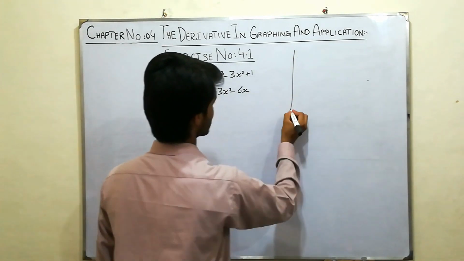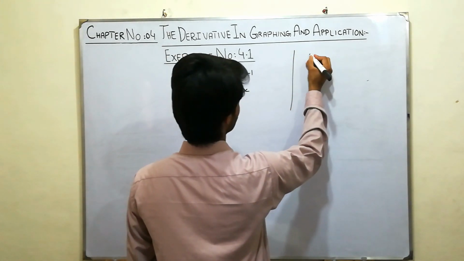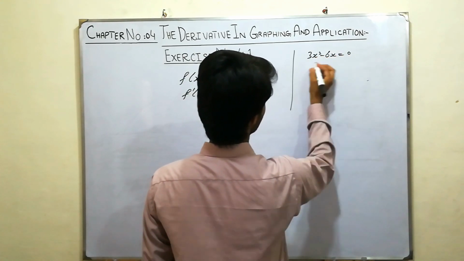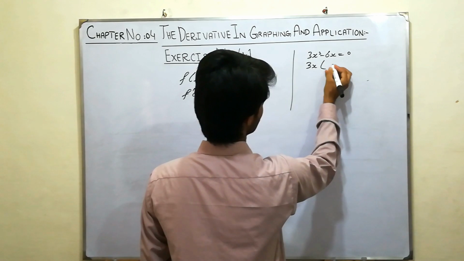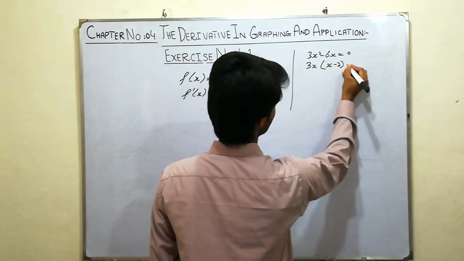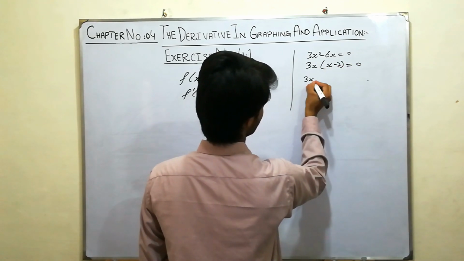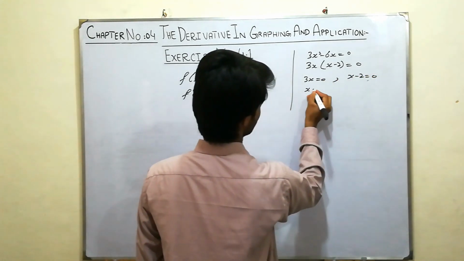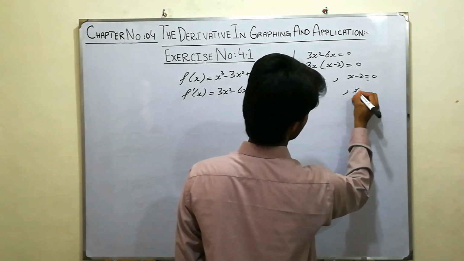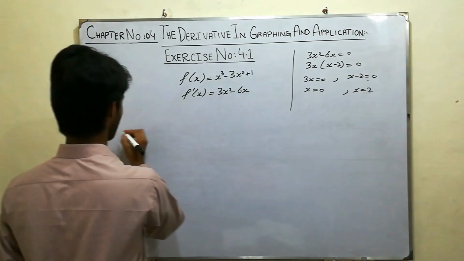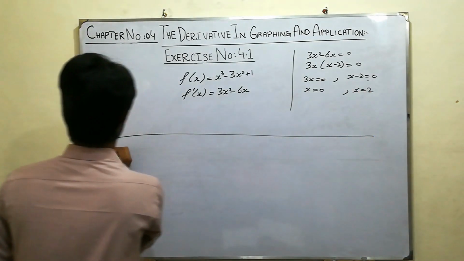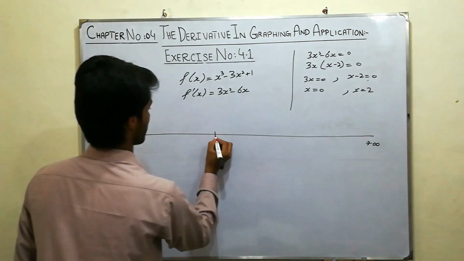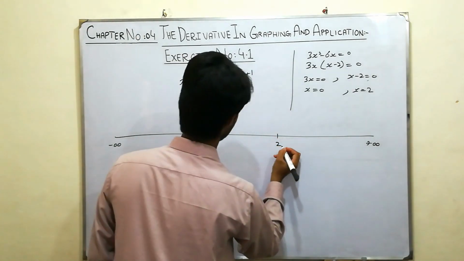For points, set f of derivative x equal to 0, so we have 3x squared minus 6x equal to 0. Take 3x common, so we have 3x times (x minus 2) equal to 0. So 3x is equal to 0 and x minus 2 is equal to 0. x is equal to 0 and x is equal to 2. So these are the points, and the regions are: minus infinity, plus infinity, 0, 2.